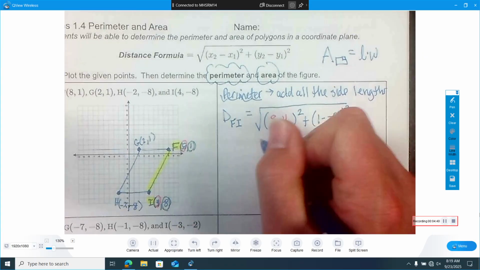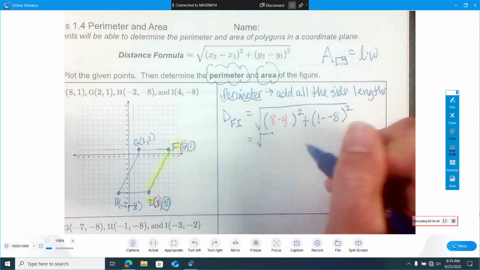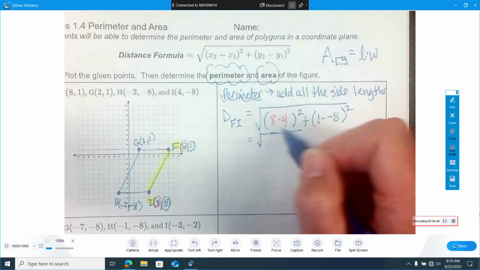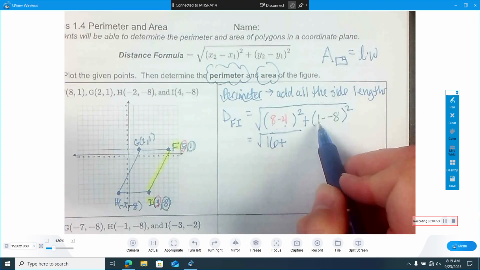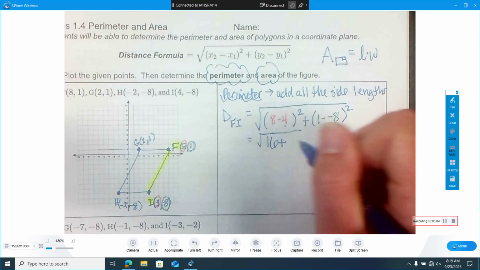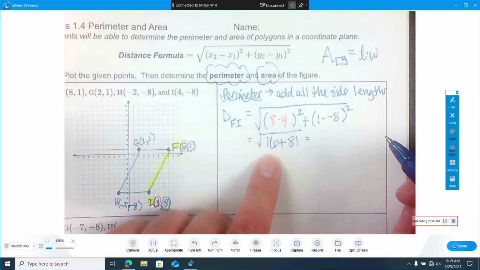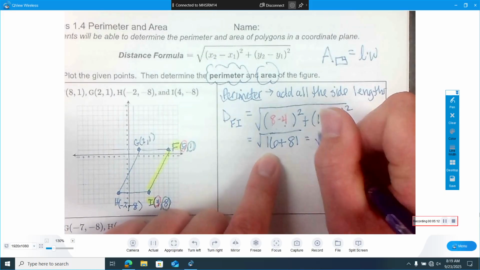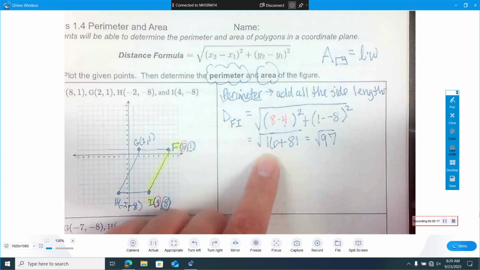All right, I'm going to do a little bit of cleanup here. 8 minus 4 is 4, okay. And so I have 4 squared. 4 squared is 16. 4 times 4 is 16. And here I have 1 minus a negative 8. What is 1 minus a negative 8? It's just a plus, yep. So that becomes 9. And then 9 squared is 81. So if I add those up together, 16 plus 81 is 97, so radical 97. It's too early for math, you guys.